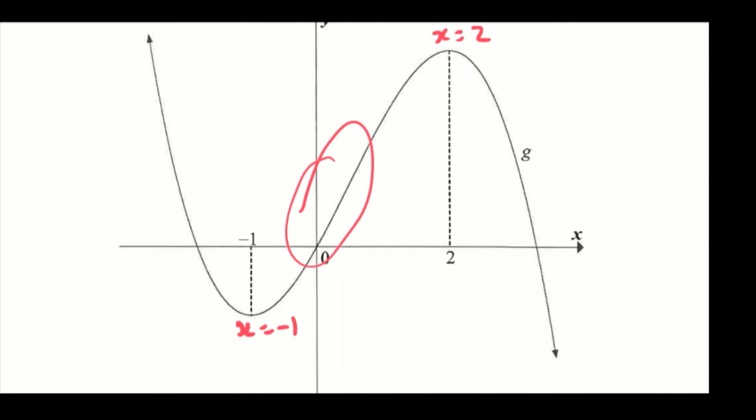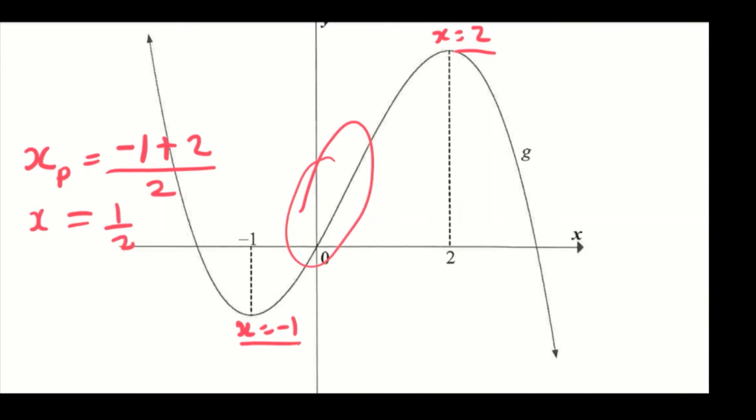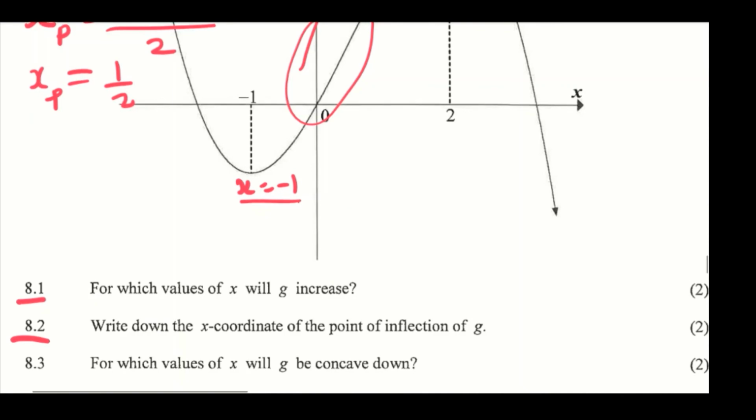We know that this is symmetrical, right? So we can simply say the x of the point of inflection is equal to minus 1, which is this x value, plus this x value of 2, divided by 2, right? And then we're going to get 1 over 2. So x of p is 1 over 2. That is the x value of the point of inflection.